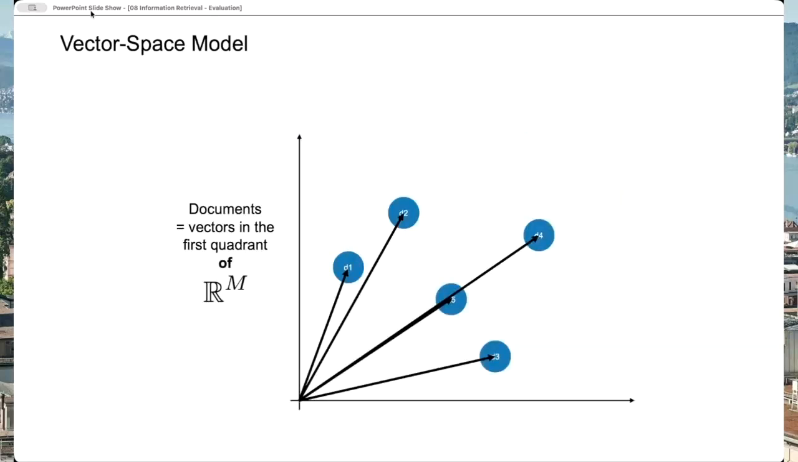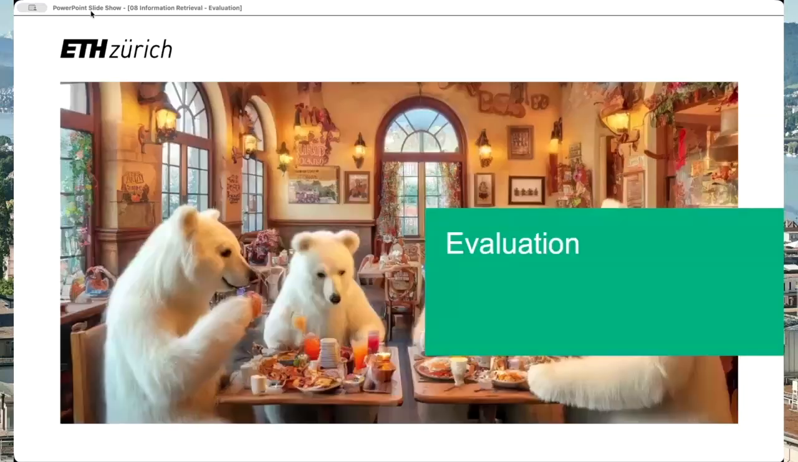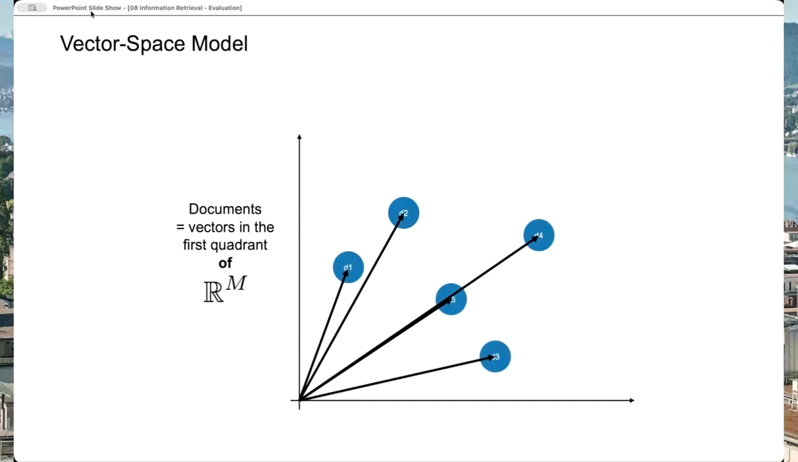So it means that you're in the first quadrant of a real vector space with a very high dimensionality, right? Because you have as many dimensions as terms, so you could end up with a 1,000,000 dimension vector space. And the query is also a point there, and we saw that we can compute the similarity between a query and a document using the scalar product. And if we renormalize the scalar product, we end up with the cosine of the angle, right? So it's basically the angle.